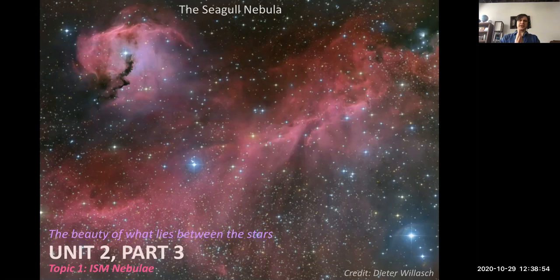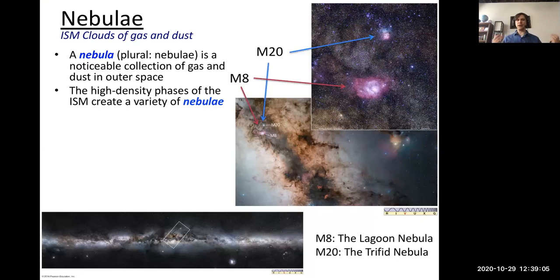So here is an emission nebula, absolutely stunning views of outer space. And you can even see some dust clouds over here. So let's just go ahead and get in and talk about what a nebula is. The plural of nebula is nebulae. That's with an AE at the end.